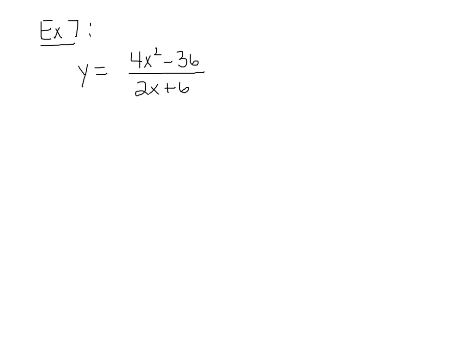Okay, example 7, I want you to try it yourself. Remember to factor and then cancel and then clean it up, and state what your vertical asymptotes and your holes are, and it's going to be part of your work that you're going to submit to me.